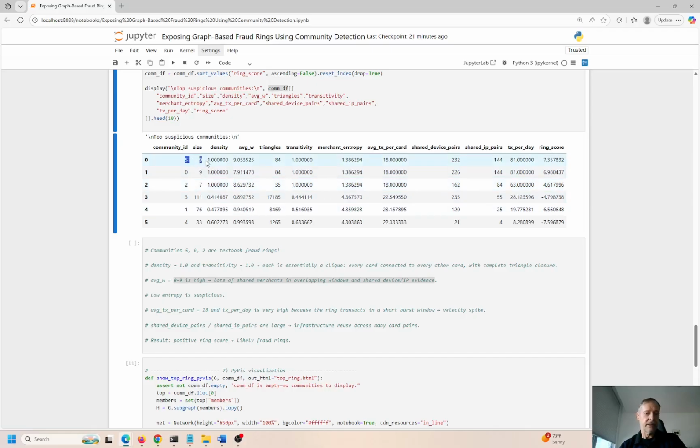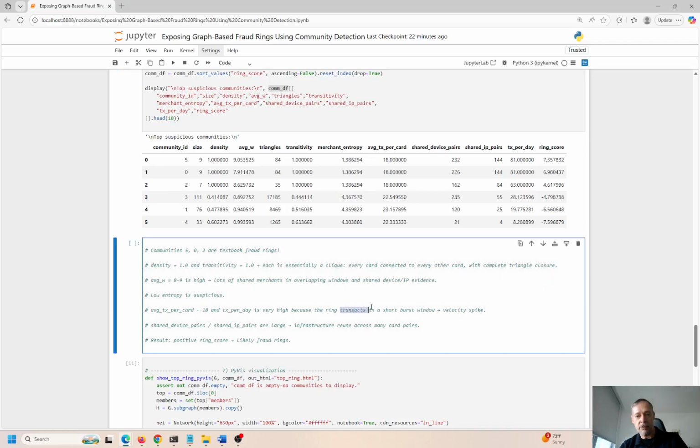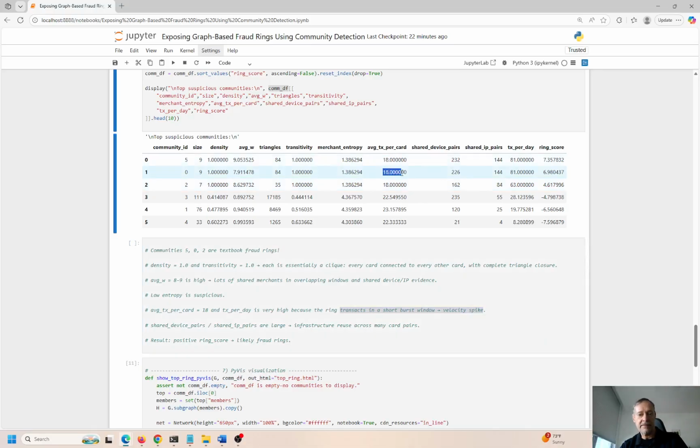But these top 3, you have density 1.0, 1.0, 1.0. That's suspicious. These 3 are suspicious. Okay. Low entropy is suspicious. So merchant entropy is 1.3, 1.3, 1.3. So those are all suspicious. It's a little bit higher, so that's not too bad. Average transactions per card, 18 is very high because the ring basically transacts in a short burst of windows, right? So it's a velocity spike. Anything around 18 or so is going to be almost guaranteed fraud.